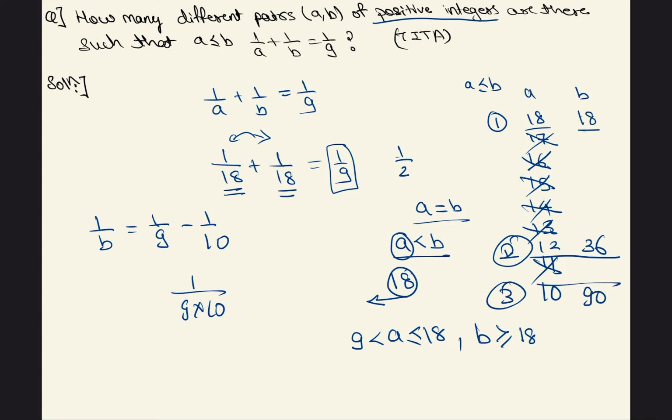Hence there are 3 pairs of values for which a and b are positive integers, a is less than or equal to b, and 1 by a plus 1 by b is 1 by 9.